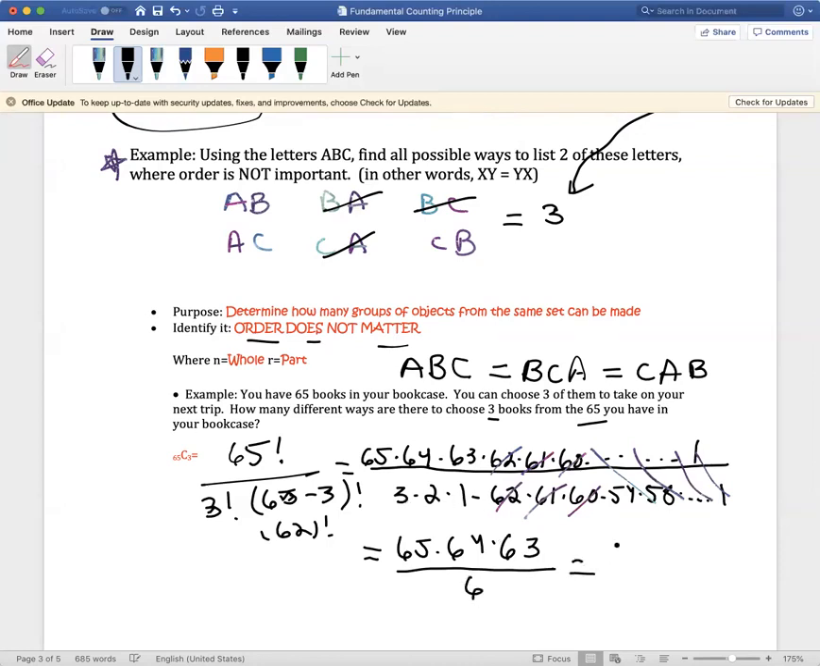So I'm going to use my calculator to help me out with this one. 65 times 64 times 63 divided by 6. And we have a total of 43,680 ways to do this.